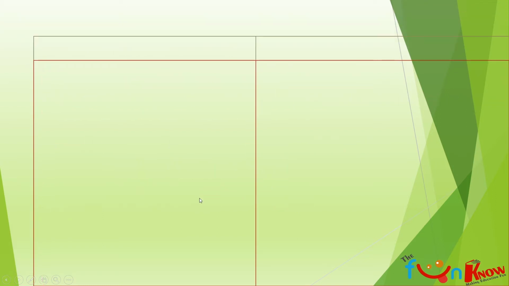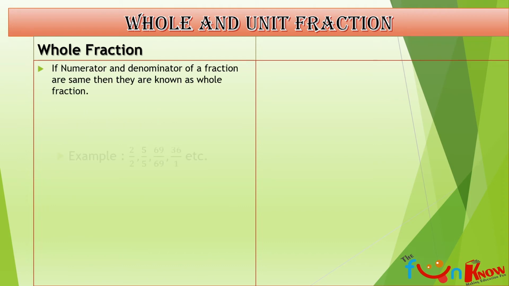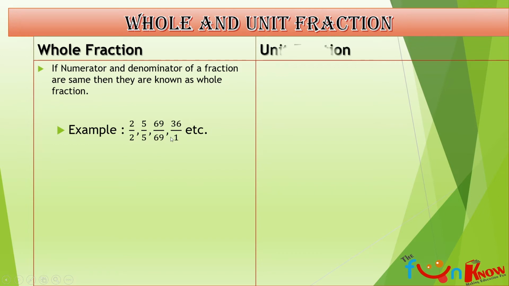Okay, students, so now our next part is whole and unit fraction. What do you mean by whole fraction and what do you mean by unit fraction? First we'll understand what a whole fraction is. If the numerator and denominator of a fraction are the same, then it is known as a whole fraction. That means if you have a look, 2 by 2, 5 by 5, 69 by 69, 36, here the denominator is nothing, so it is considered as 1. So if you can see here, the numerator and denominator are the same, so it will be considered as a whole fraction.